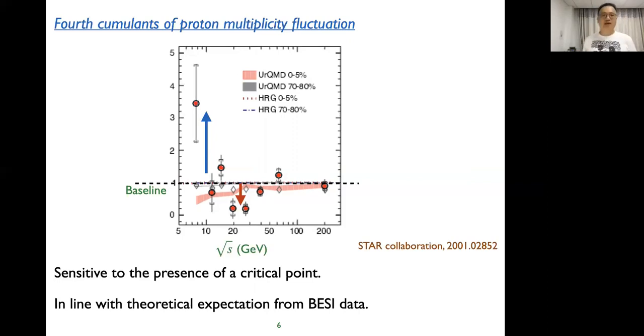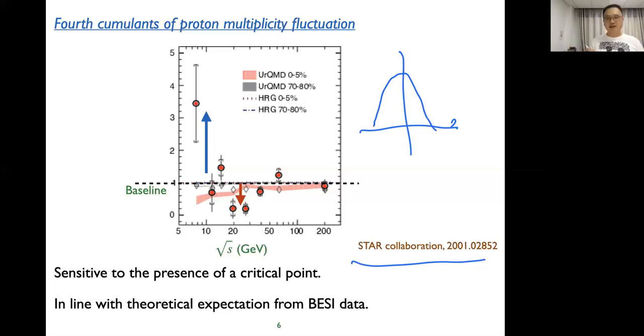What I plotted here is the data point from a long-awaited result by the STAR collaboration, which was just submitted to the arXiv a few months ago. It shows the fourth cumulant of the proton multiplicity fluctuations. Cumulants may sound very technical, but imagine you have a distribution that at zeroth order is a Gaussian. If you subtract the Gaussian, there must be some tails, and this cumulant is a measure of the tails of the distribution.